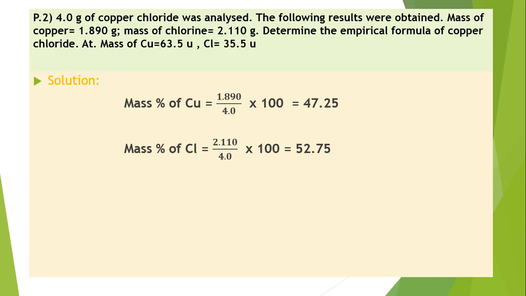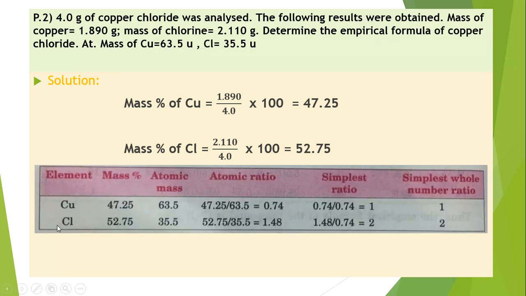So we can apply these values in the table as we did for the first problem. That is, which columns we need: the element, percentage composition, atomic mass, atomic ratio, and simplest ratio. So right now we can go with that table. We will make the table with the elements copper and chlorine. Mass percentage, just now we have calculated: for copper 47.25 and for chlorine it is 52.75. Atomic mass, both are given, that is copper 63.5 and chlorine 35.5.